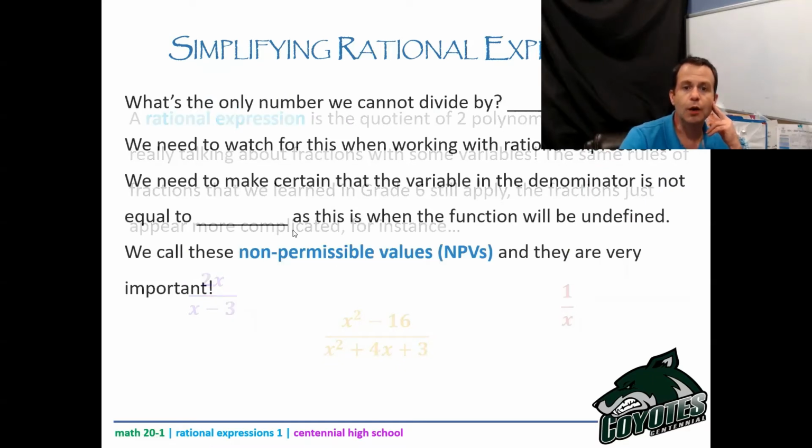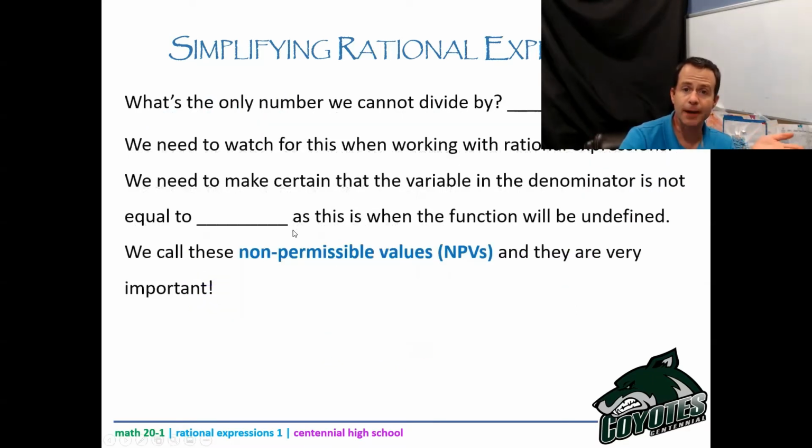So what's the only number we can't divide by? 0. We need to watch for this when working with rational expressions. We need to make certain that the variable in the denominator is not equal to 0, as this is when the function will be undefined. And we call these non-permissible values, or NPVs, okay? They're super, super, super important.